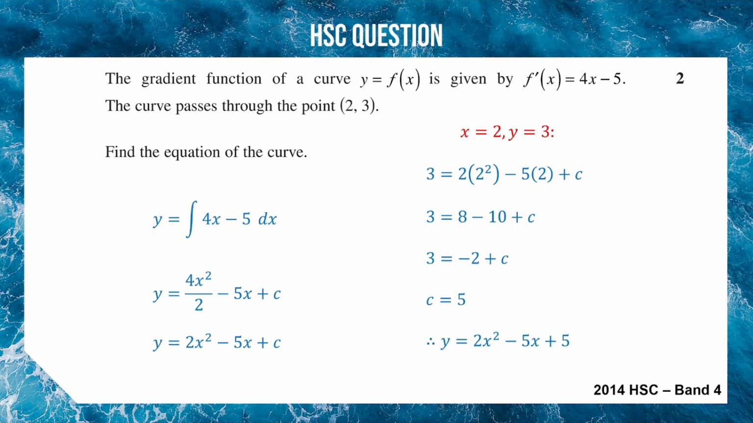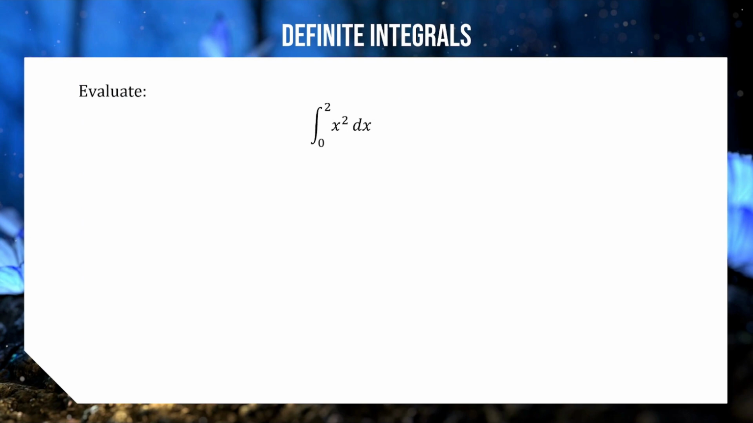Now we're going to start looking at what happens with integration with limits. Sorry, numbers which are called limits, and these are called definite integrals. Here is an example of a definite integral. We are integrating the parabola x squared, and we're integrating it between the values of 0 and 2. I'll show you what that means.